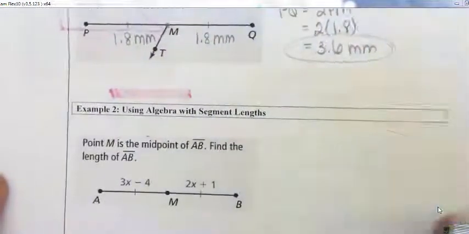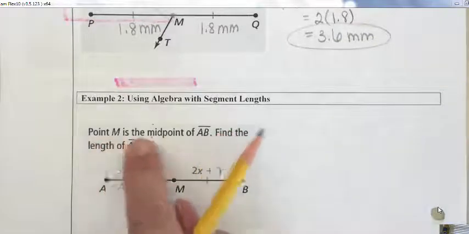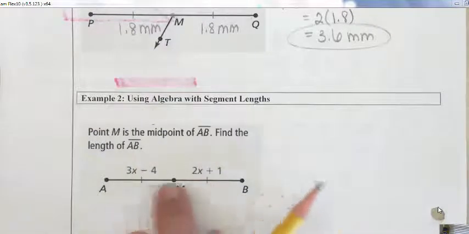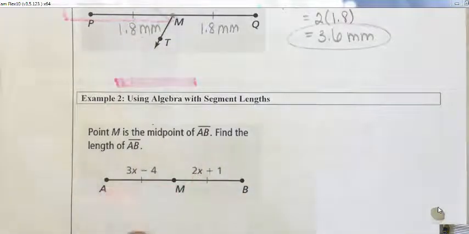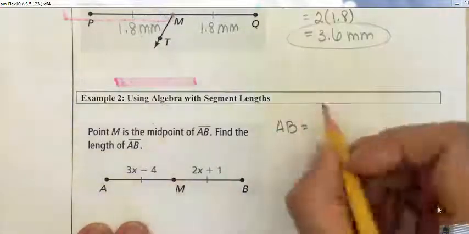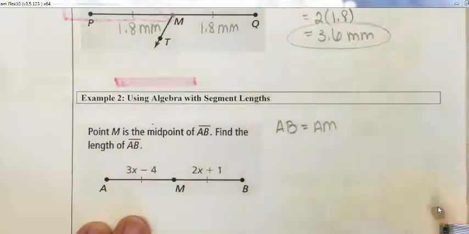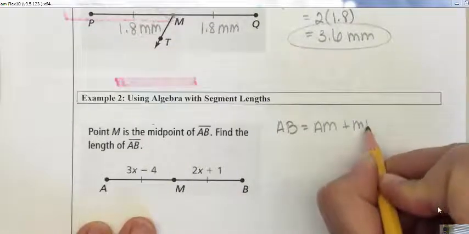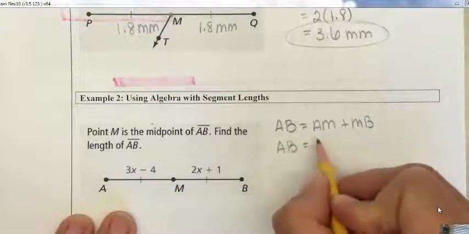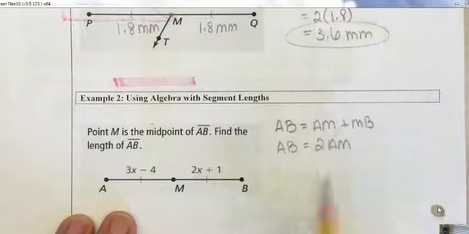Okay, example 2. Now let's use some algebra. So we know that point M is the midpoint. They didn't even have to tell us that because these 2 have tick marks. So we know that those are equal lengths, or they're congruent. We're going to find the length of AB. Well, I know that the length of AB is going to equal the length of AM plus the length of MB. And by the way, AM and MB are exactly the same, so I could have also written it like this: 2 times AM, right? Because they're exactly the same.